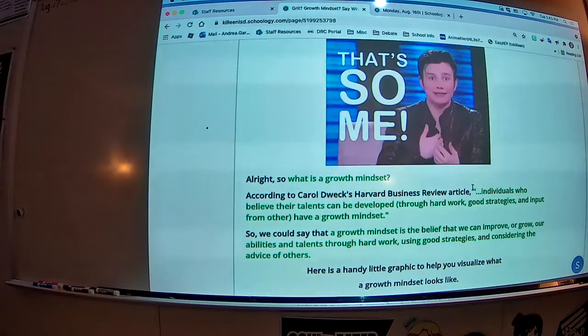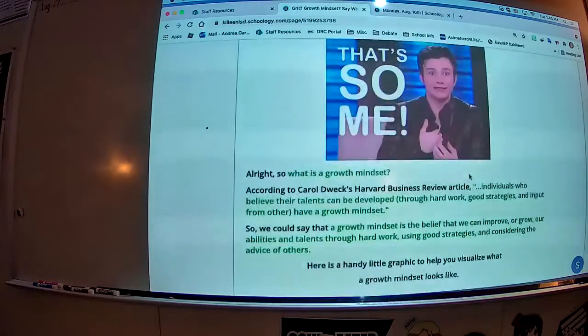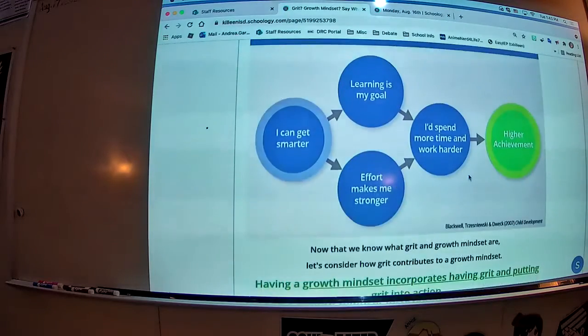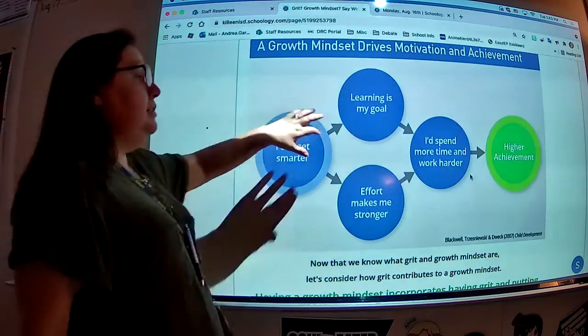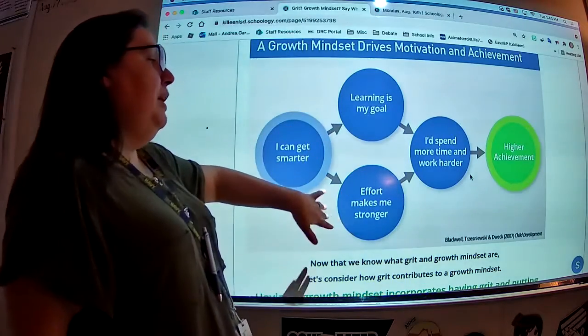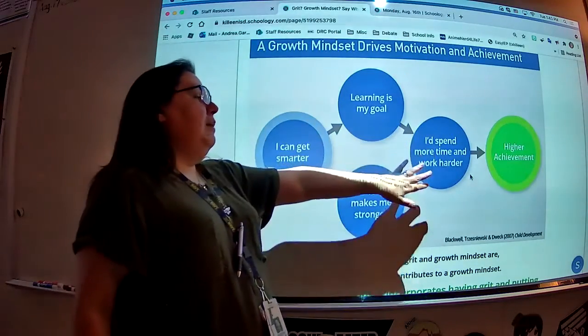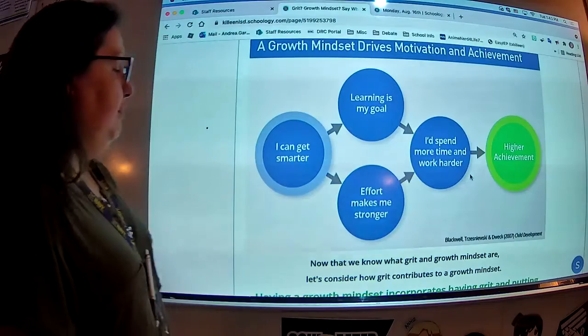So what does it look like? A growth mindset looks like this. Believing that you can get smarter, realizing that learning is a goal, and that effort will make you stronger. So you spend more time and work harder and you get higher achievement.